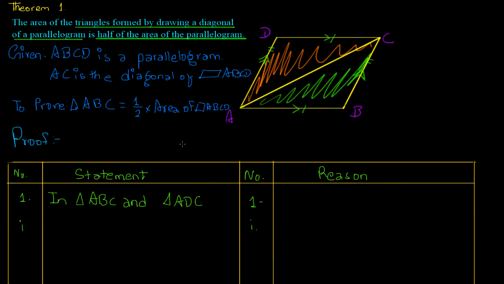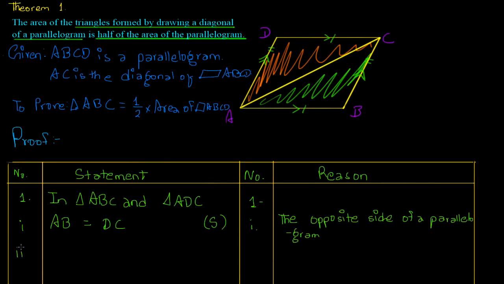Okay, so we can prove that triangle ABC is congruent to triangle ADC through different axioms. Here we know that AB is equal to DC. So let's go ahead and write that AB side is equal to side DC. And we can write here side, and in the reason we can write the opposite side of parallelogram.